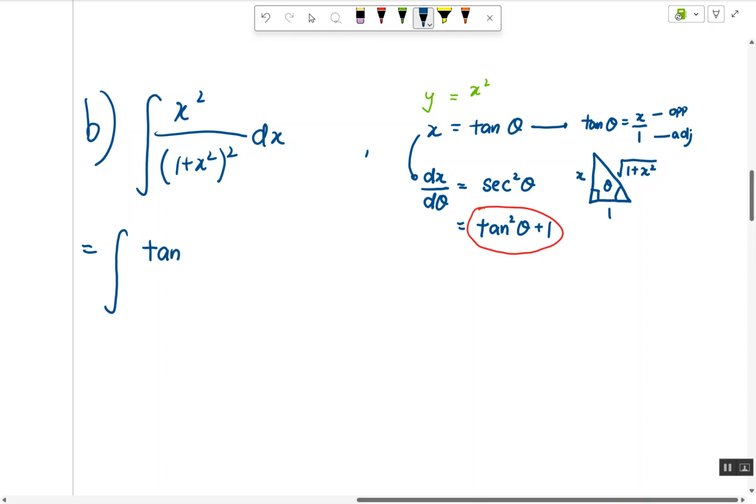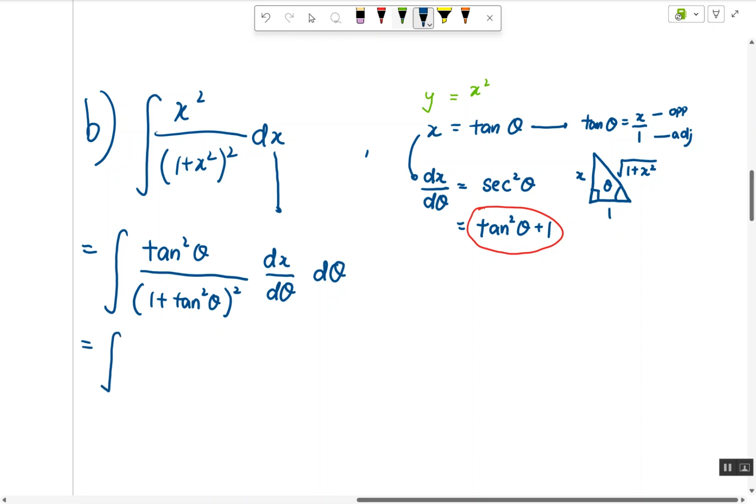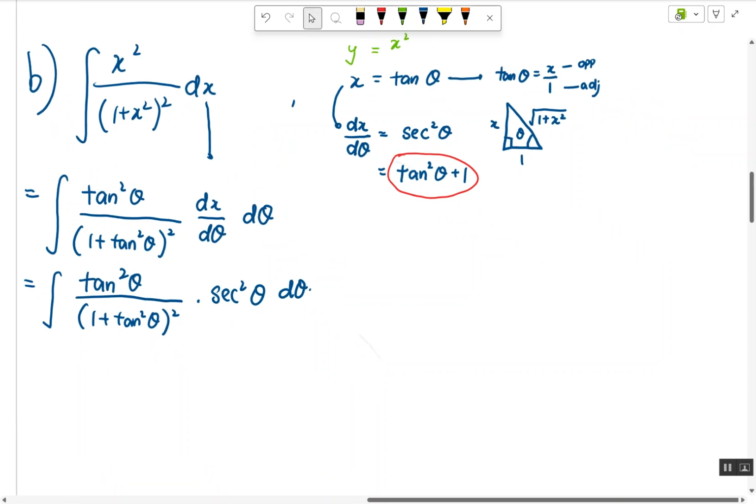This will become tangent square theta over (1 plus tangent square theta) bracket square, dx. Remember there must be a dx d theta here times d theta. So what is dx d theta? That's going to be secant square theta over... dx d theta is secant square theta, and d theta. And then you come to here.